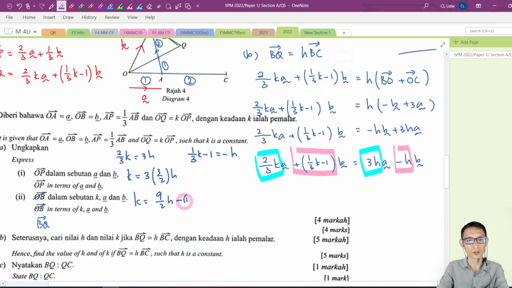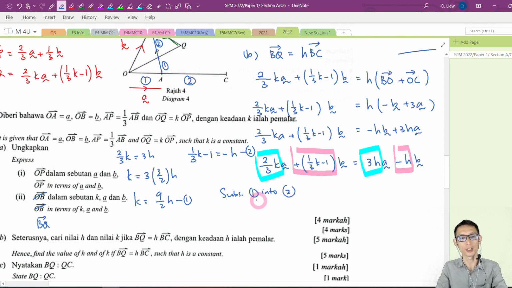Let this one be the first equation and this one be the second equation. So now I'm going to substitute the first equation into the second equation. I'm going to replace the K by this one. 1 over 3K minus 1 is equal to negative H.